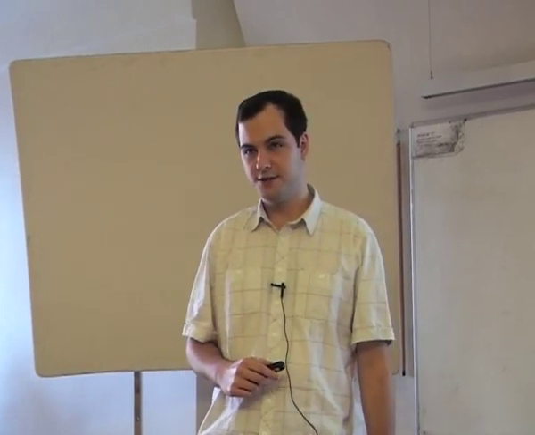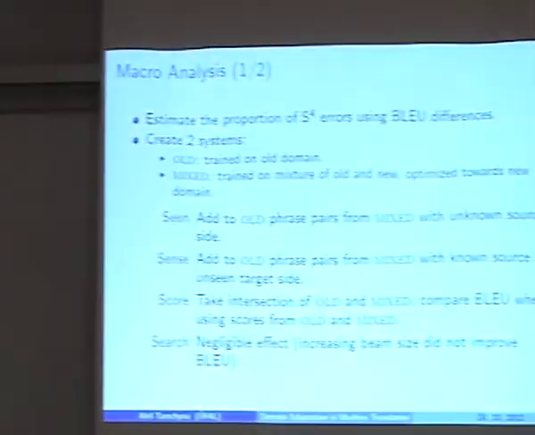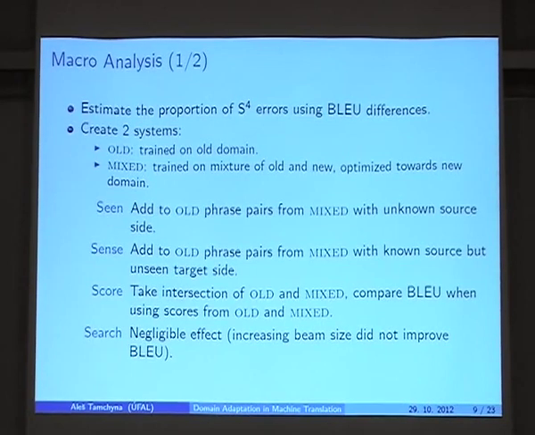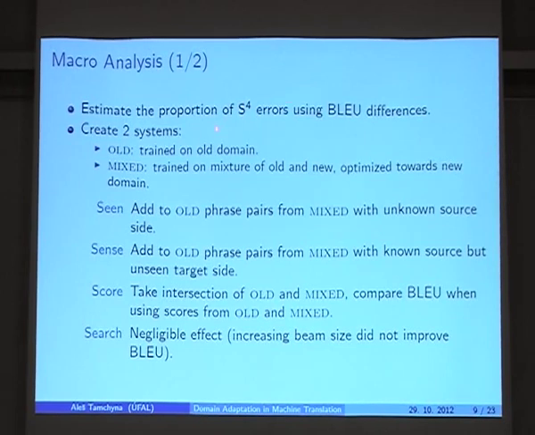The old domain is just take all your data from the old domain and train a phrase table on this. And the mixed one is a mixture of old and new domain data. What it is, you concatenate the old and the new domain data, but you do a linear interpolation of the probabilities and of the scores. The interpolation is tuned using a grid search towards BLEU score.